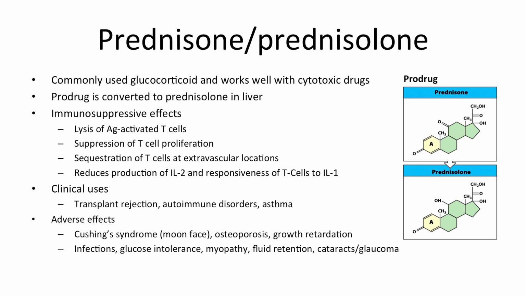So now I'd like to give you a couple of examples of these steroids. The most commonly used glucocorticoid is prednisone or prednisolone. Prednisone is a prodrug for prednisolone, so it's basically converted to prednisolone in the liver. Prednisone is usually used in combination with cytotoxic drugs. We'll talk about that later.